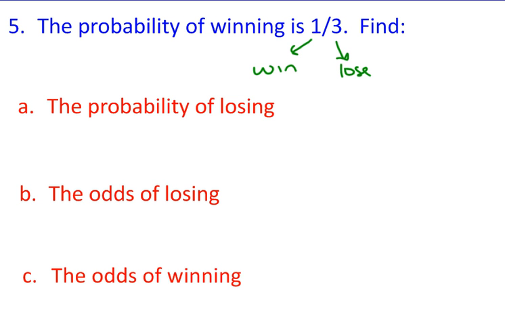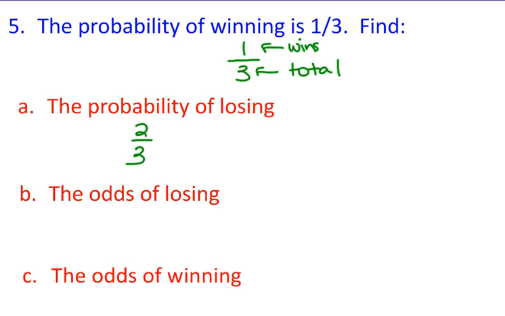So my probability of losing, since I have a total, my probability of winning, hold on a second. Let's do this again. Probability of winning, I was thinking this was reading 1 to 3. My probability of winning is 1/3. So this is my number of wins, and this is my total. Does that look better? So my total is 3, my number of wins is 1. So my probability of losing then would be 2, right? 3 minus 1. So I have a 2/3 chance of losing.